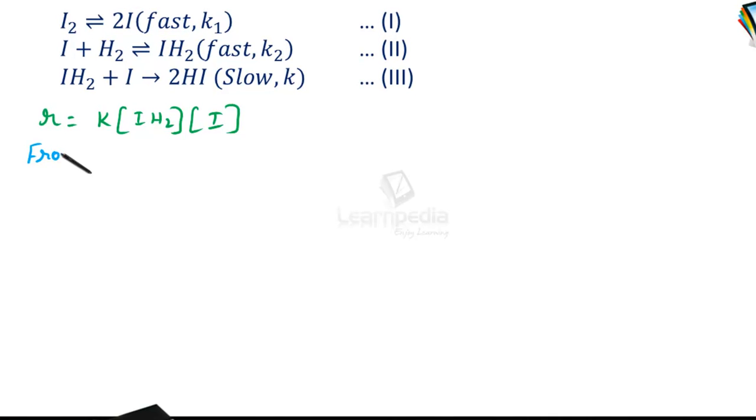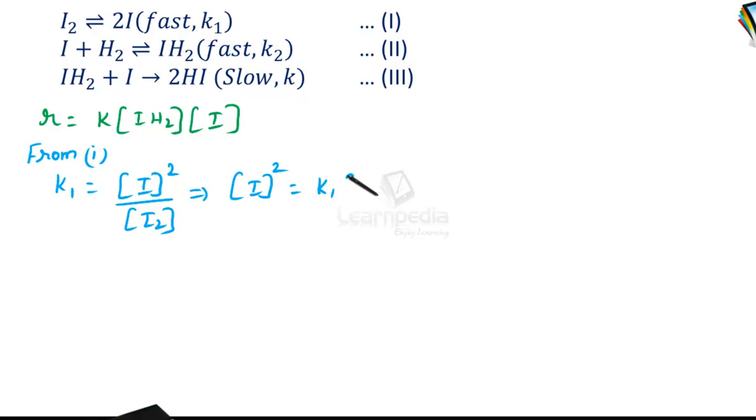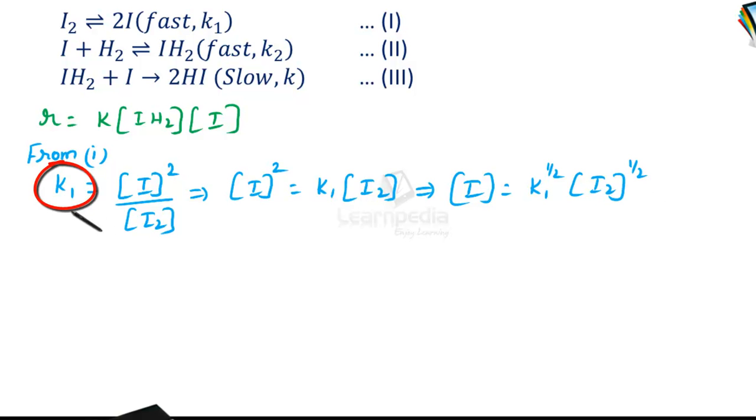So from equation 1 or the step 1, which is a fast as well as reversible process, we can write the equilibrium constant K1 as equal to concentration of I square upon concentration of I2. And as we require I here, we can rearrange to get I square as equal to K1 into concentration of I2. And from this we will get I as equal to K1 to the power of half and I2 to the power of half. So that is our concentration of I.